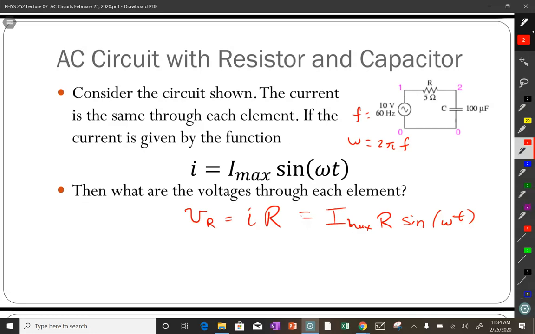So I can calculate my I max times R as the maximum voltage I'll have across the resistor, and it's going to be a sinusoidal fluctuation. But what about for the capacitor? What's the voltage for the capacitor? Voltage for the capacitor is complicated. So what's the equation you just wrote down? I(t) equals C dVc(t) over dt.